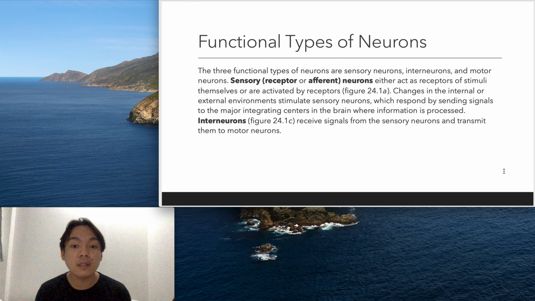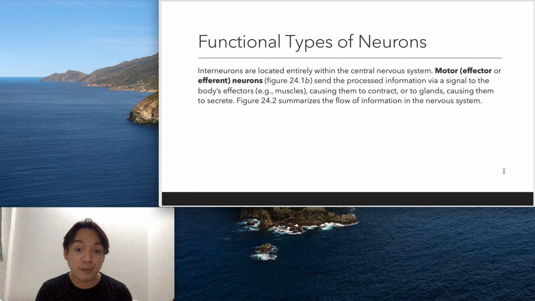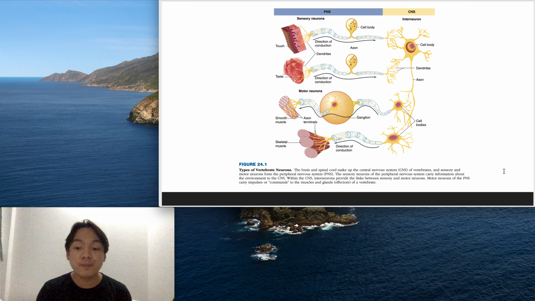And the interneurons are the ones that receive the signal from the sensory neurons and transmit it to motor neurons, which are the effector or efferent neurons. They send the processed information via a signal to the body effectors. An example is your muscles, causing them to contract, or glands, causing them to secrete. So we have figure 24.2, which summarizes the flow of information in your nervous system.